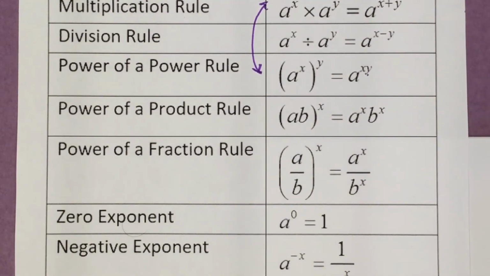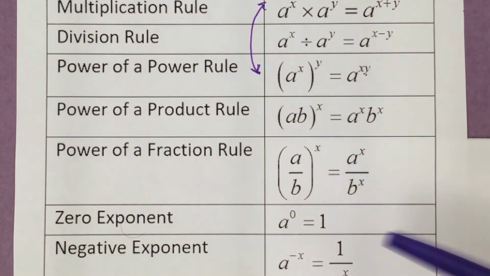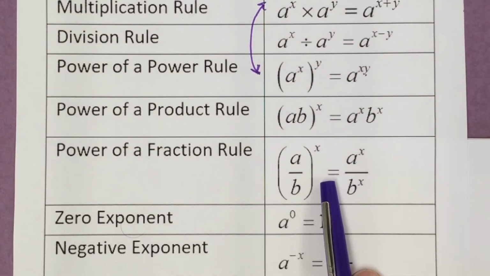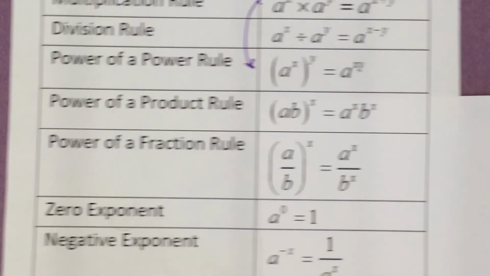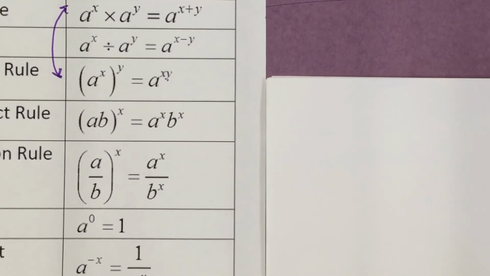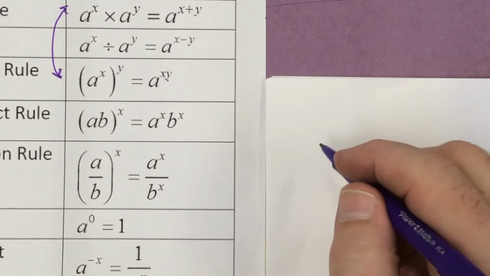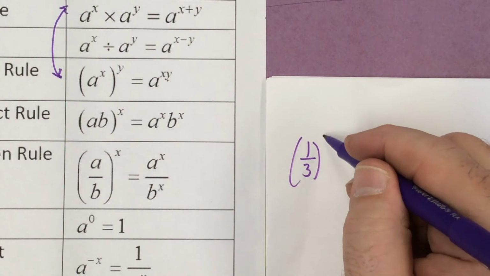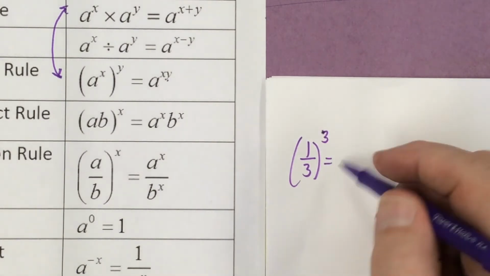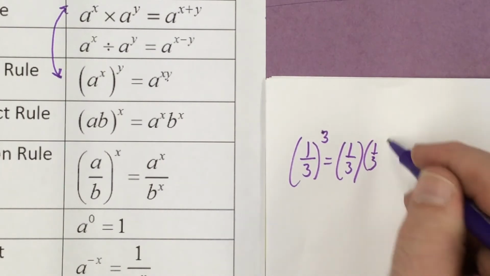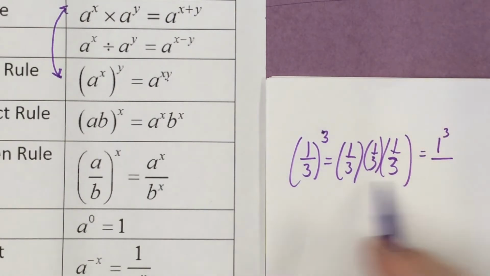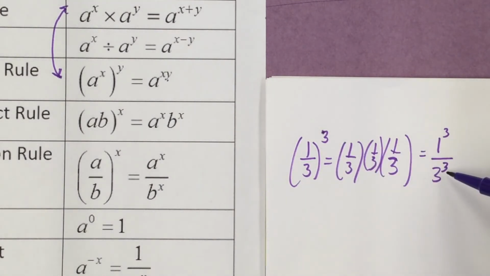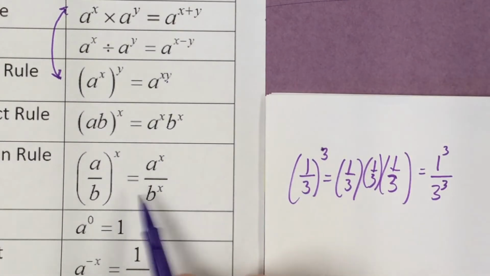Next, what we're going to talk about is what's known as the power of a fraction rule, which we have right here. We have a divided by b raised to the x on the outside, which is equal to a to the x divided by b to the x. The reason we have this is because, for example, if I have 1 over 3 raised to the third, that's going to be equal to 1 over 3 times 1 over 3 times 1 over 3. Meaning that's going to be equal to 1 to the third divided by 3 to the third. Hence, I just distribute the exponent onto the top term and the bottom term. So this is applying the power of a fraction rule.